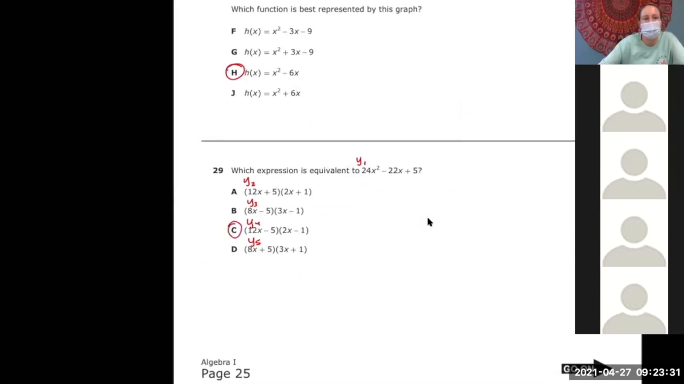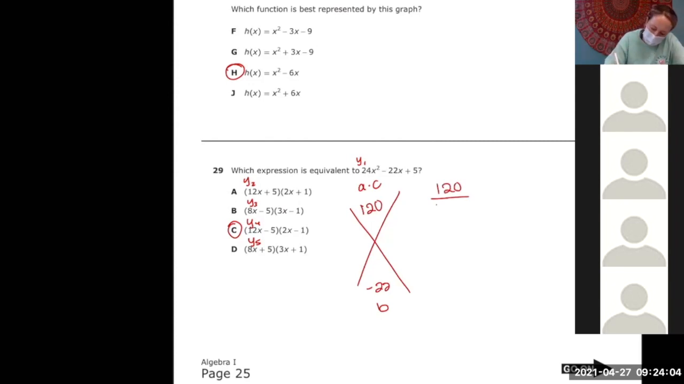Okay, the other way to do this problem is to factor it. So remember, with factoring, we have the big X with A times C on top, B on the bottom. So 24 times 5 is 120. 120, is that right? Yes, 120. And then we got negative 22 on the bottom. So we'd be finding 2 numbers that multiply to equal 120, add to equal negative 22. So that would be like 10 times 12. So it'd be negative 10, negative 12.